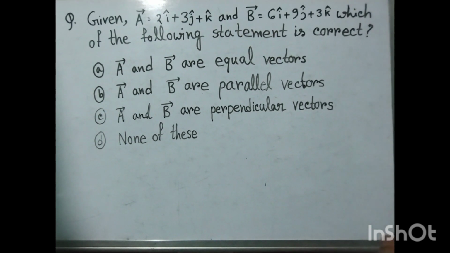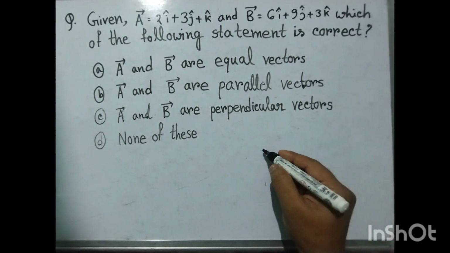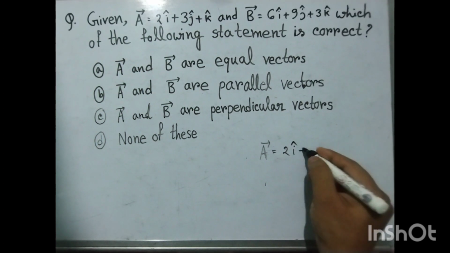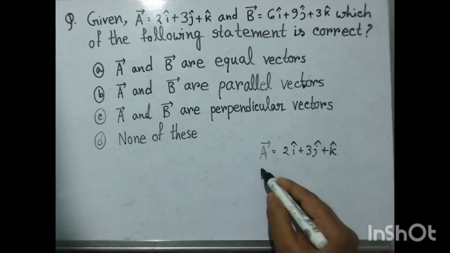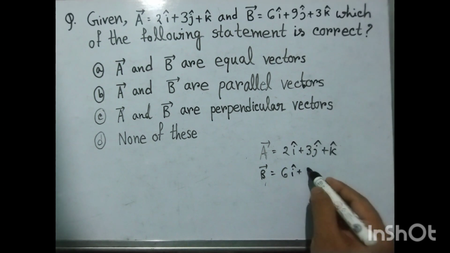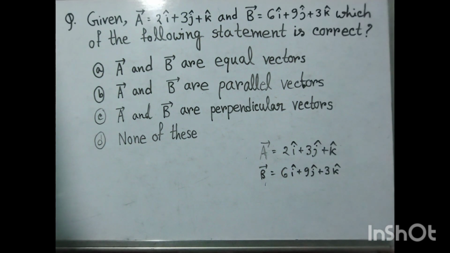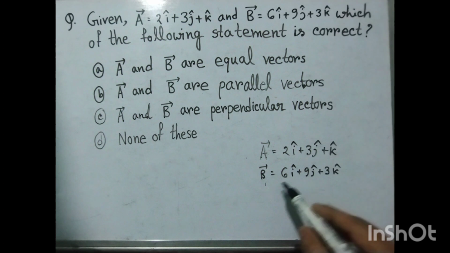Okay, this question is saying a vector equal to 2i cap plus 3j cap plus k cap, and b vector is 6i cap plus 9j cap plus 3k cap. So which of the following statement is correct? Option A, both are equal vectors. Option B is saying these are parallel vectors. Option C is saying a vector and b vector are perpendicular to each other. Option D, none of these.